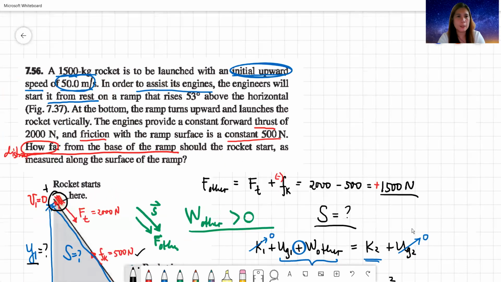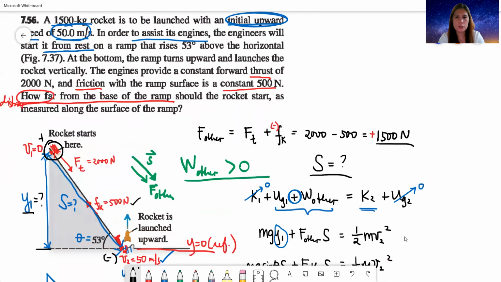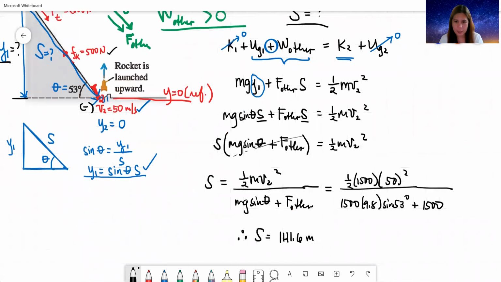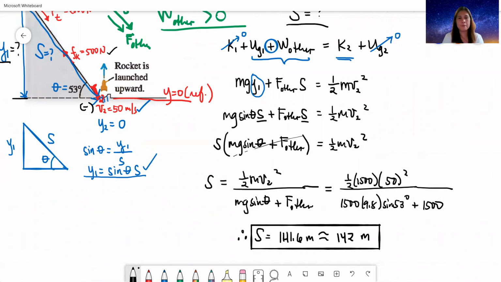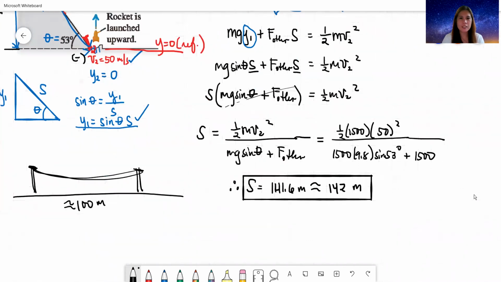Let's go back to the main problem. We have three, four, three. So we can just use maybe two or three, because it might be too far off if we use only two. So we say approximately 142 meters. So it's quite far. If you want to imagine how long this ramp is, usually the distance between the posts of Davao Light is approximately 100 meters. So 142 meters is about that long.